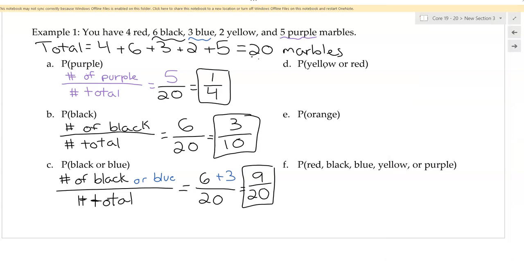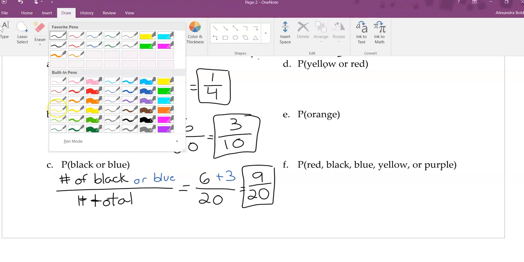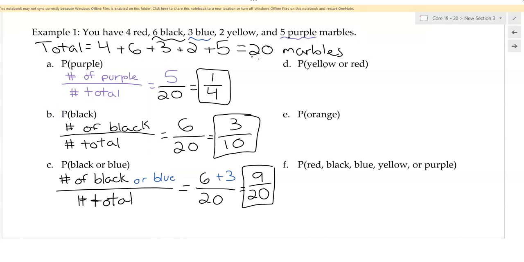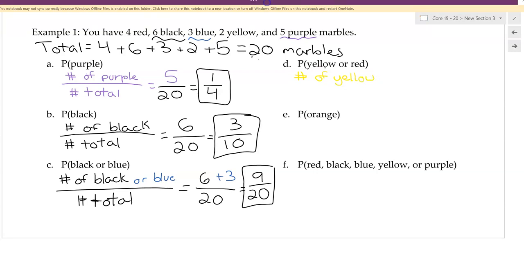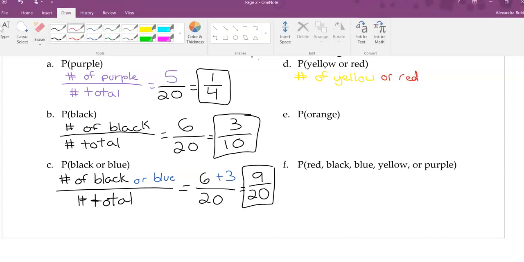From here on out, I'm not going to pull up the calculator just for sake of time. I believe in you guys and that you can divide using your calculator. All right, moving on. The probability of yellow or red. So that is the number of yellow or red over our number total.